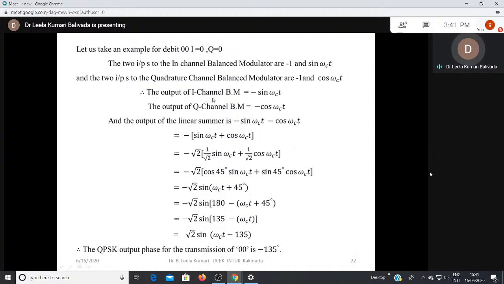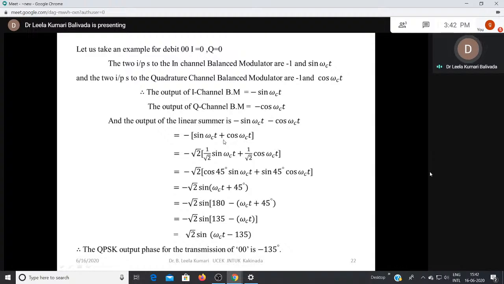Therefore, the output of the I channel balanced modulator is -1 multiplied by sin omega ct, and the output of the Q channel balanced modulator is -1 into cos omega ct, since these are the inputs to the balanced modulators. Now these 2 are applied to the linear summer, and the output is the summation of these 2, that is minus sin omega ct minus cos omega ct, which can be written as minus of sin omega ct plus cos omega ct.